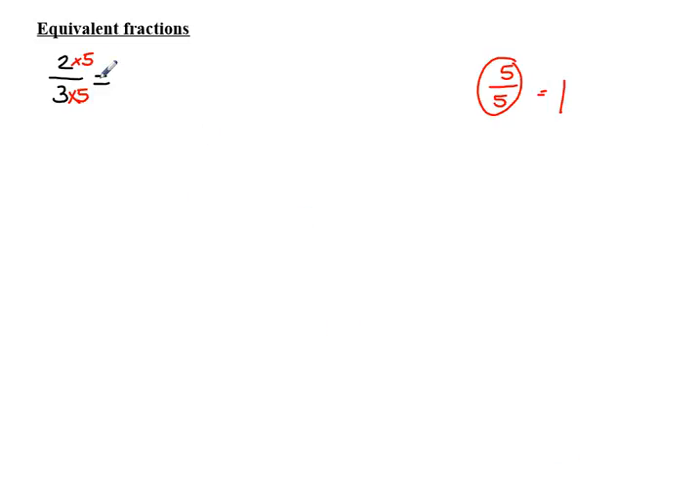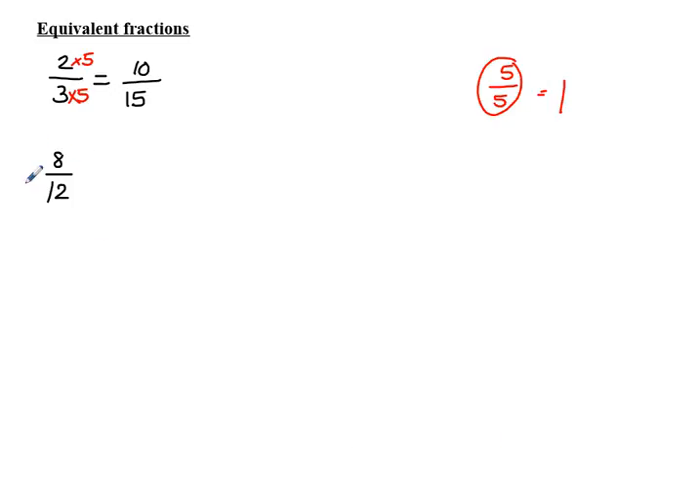So I say 2 multiplied by 5 is 10. 3 multiplied by 5 is 15. So that is the first method, by multiplying both numerator and denominator by the same value or the same number. But we also have to know how to divide both numerator and denominator by the same number.